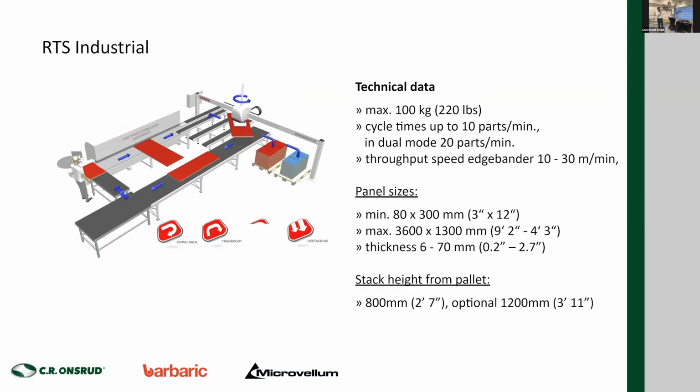Here you can see that the RTS Industrial, that's a more heavy-duty machine again that handles up to 220-pound parts and even larger parts. But here in this layout, you can also see stacks where finished parts get automatically stacked on pallets. Again, you can also integrate conveyors if you prefer to have the finished part conveyed to the next process in your shop.